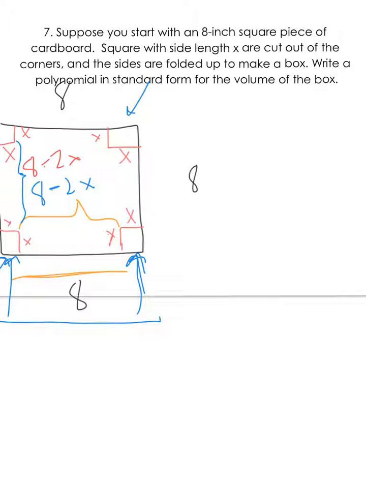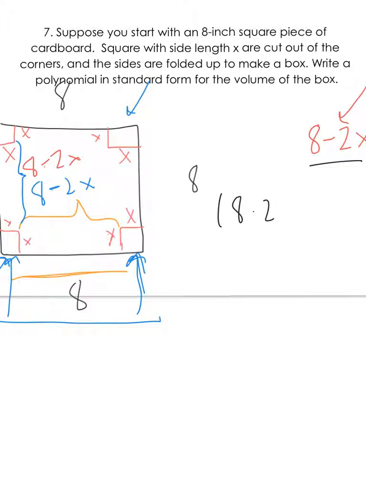So think about the length and the width being the same, but your height's different when you find the volume. I know that my width, I'll make a little arrow here, is 8 minus 2x because I cut out 2 corners on each side. And then my length is also 8 minus 2x. To find volume, I need to multiply 8 minus 2x by 8 minus 2x by x. So let's go ahead and multiply 8 minus 2x by 8 minus 2x.